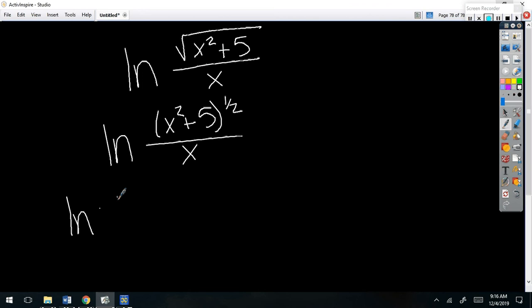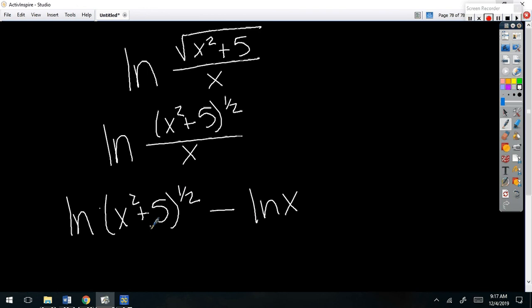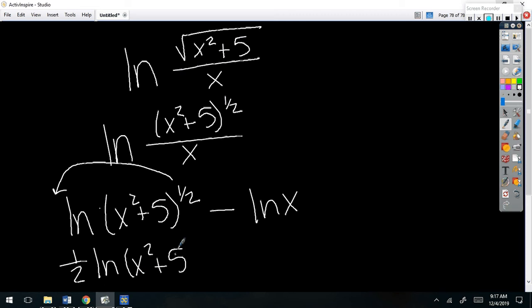Here's what I'm going to split. If you ever see a fraction, go ahead and split it with your subtraction. It'll make it easier if you do that first. All right, so I got natural log of x squared plus 5 to the 1/2, minus natural log of x. Everybody in agreement there? Okay. What now? Can you split this up though? There's not one I can split, but the half can come around to the front. So 1/2 natural log of x squared plus 5.